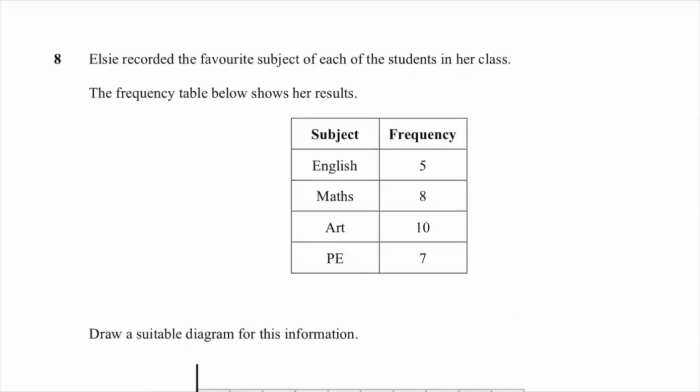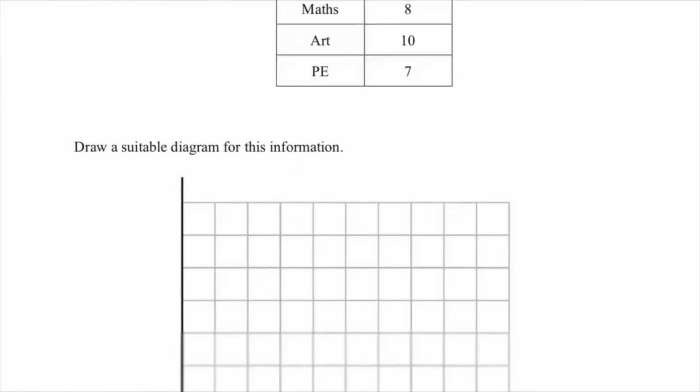Okay, so Elsie's recorded the favourite subjects of each of her students in class, and we've got the information in the table. We're being asked to draw a suitable diagram for this information. So we're going to be drawing a bar chart for this information.